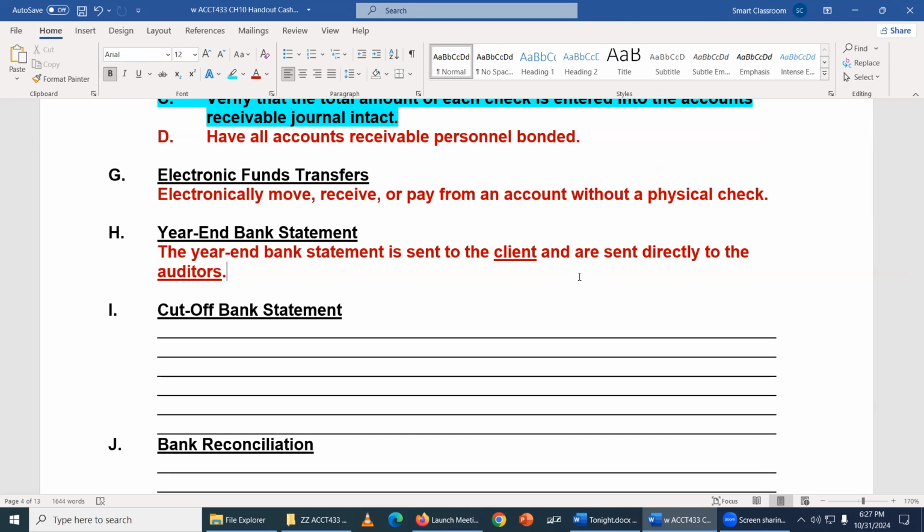Now, the auditors could take it from the client. So the client could get a bank statement, and from that bank statement, they do their bank reconciliation and all that kind of stuff. What's the problem with the client having the bank statement, though, from the auditor's standpoint?